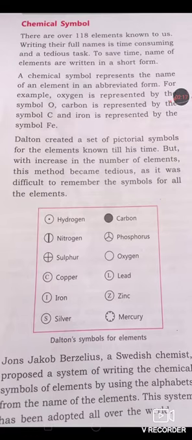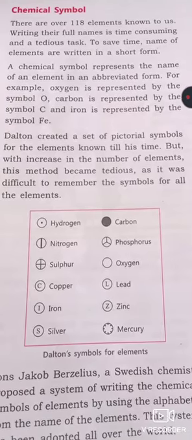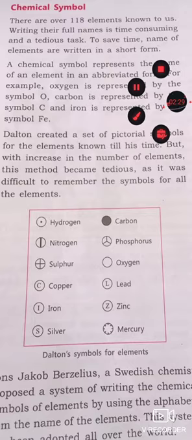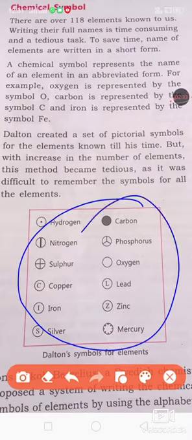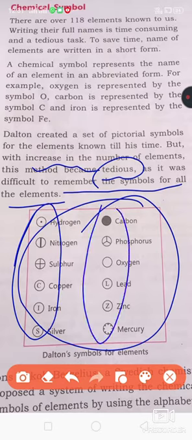Dalton created a set of pictorial symbols for the elements known till his time. First the pictorial symbols were created, but with an increase in the number of elements, this method became tedious, as it was difficult to remember the symbols for all elements. It is very difficult to remember this type of symbol.